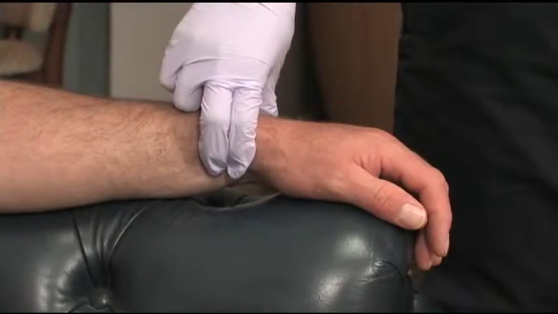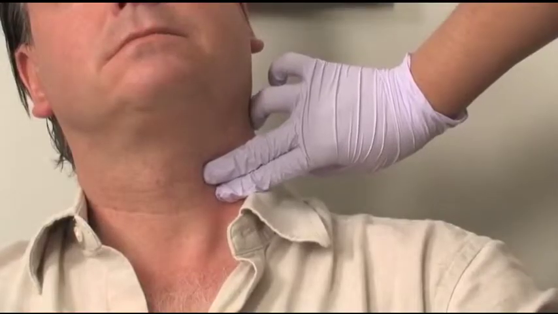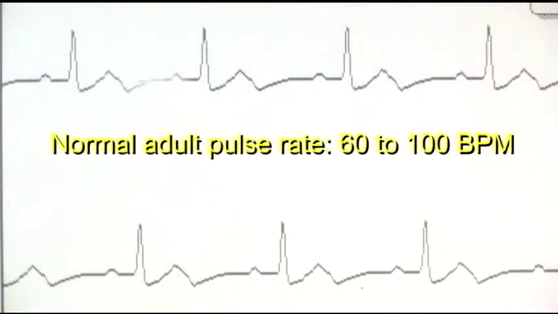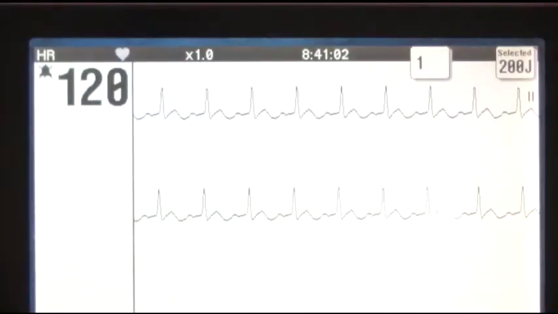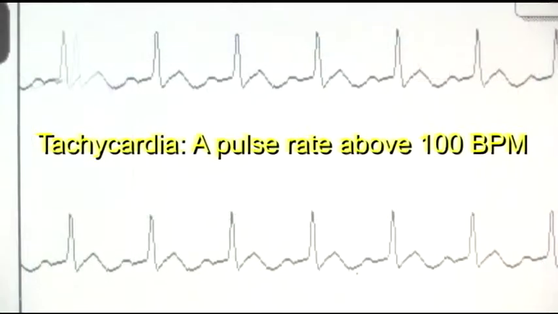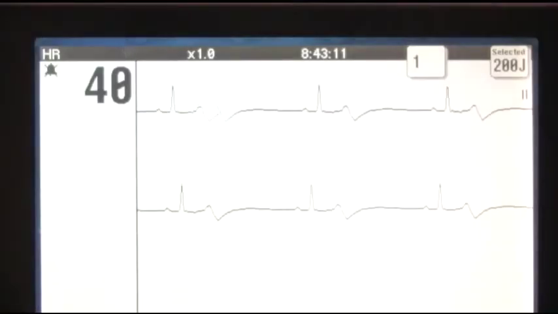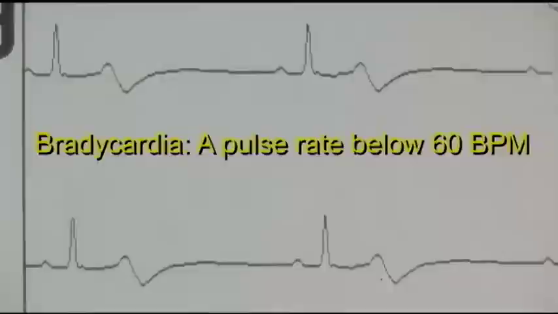The pulse rate is the number of beats per minute. The number you get will allow you to decide if the patient's pulse is normal, rapid, or slow. The normal rate for an adult at rest is between 60 and 100 beats per minute. A pulse rate above 100 beats per minute may be too rapid. A rapid pulse rate is called tachycardia. A pulse rate below 60 beats per minute may be too slow. A slow pulse rate is called bradycardia.